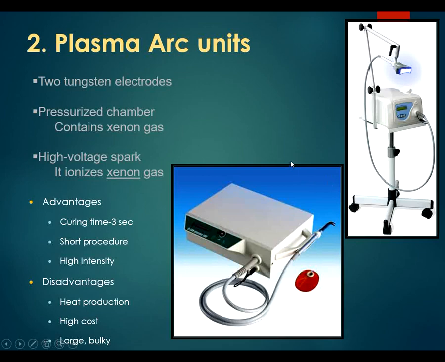Next unit is plasma arc unit. Two tungsten electrodes, pressurized chamber containing xenon gas. High voltage spark ionizes xenon gas. Its advantages are curing time is less, up to 3 seconds, short procedure, high intensity. Disadvantages are heat production, high cost, large and bulky.